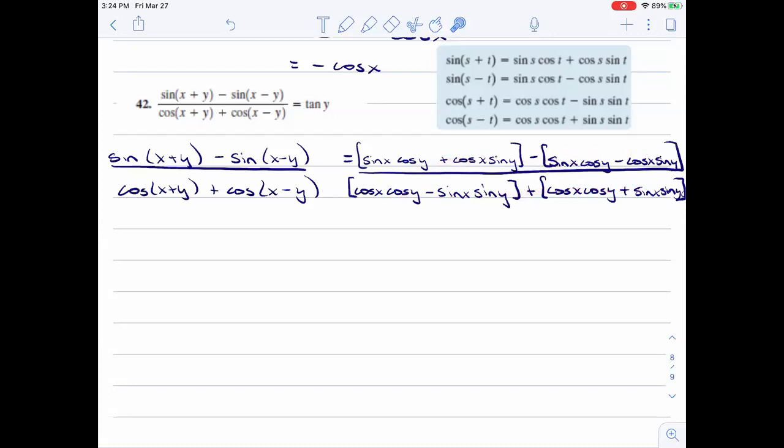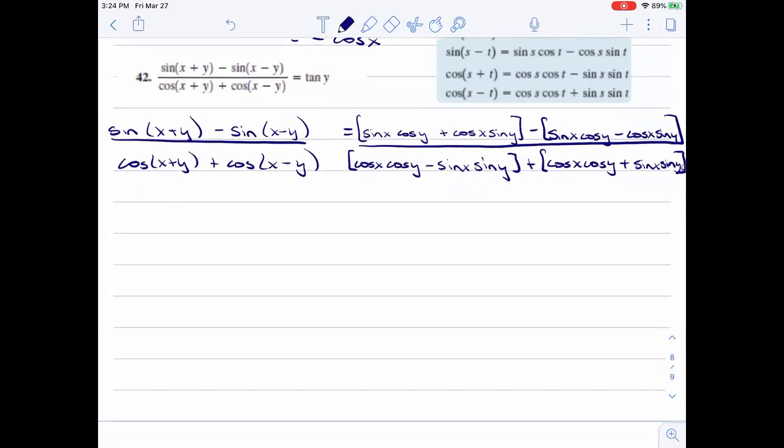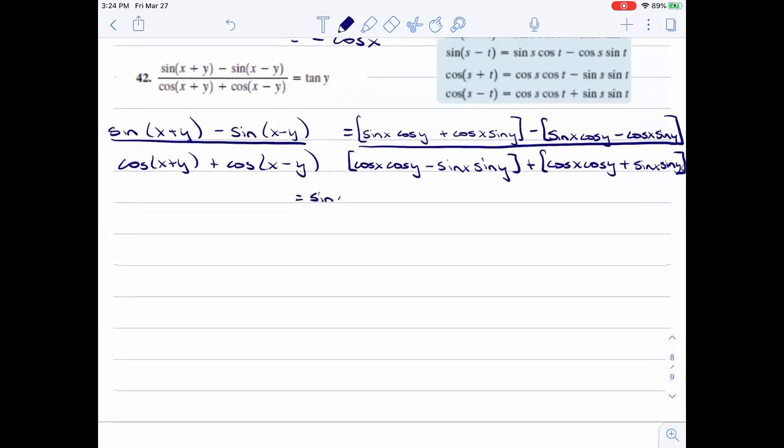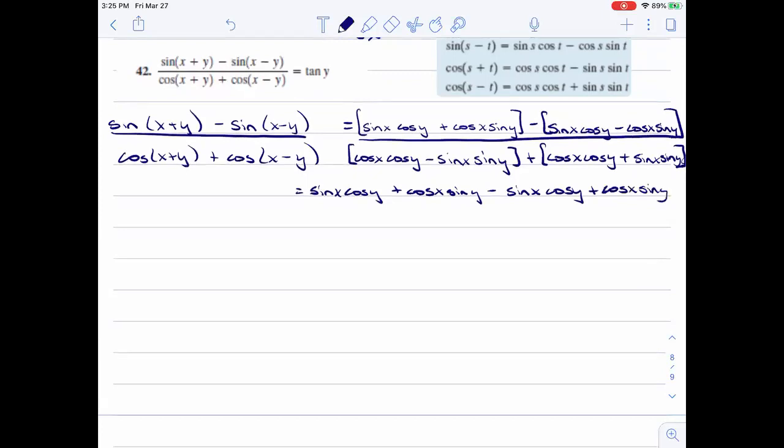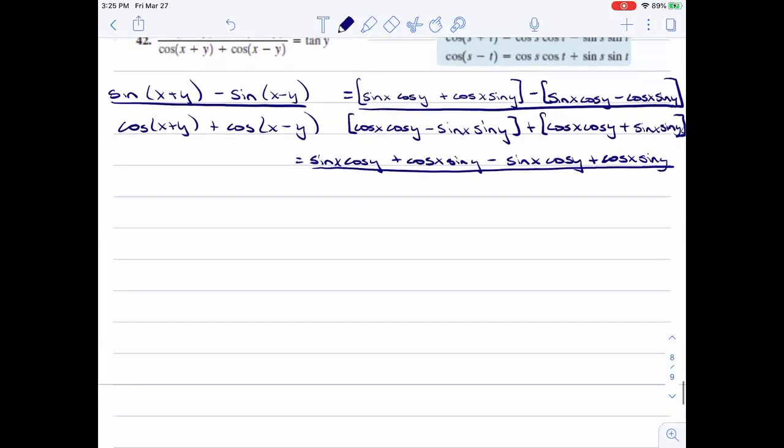So now what I'm going to do is I'm going to expand this and just hope that things are going to start canceling out, right? Sine x cos y looks like it might cancel, so that might be nice. And I'm going to give myself a little bit more room here. I've got sine x cos y plus cos x sine y minus sine x cos y. Don't forget about expanding this negative all the way inside, right? You don't want to forget about that because that becomes plus cos x sine y. Do the same thing on the bottom. Cos x cos y minus sine x sine y plus cos x cos y plus sine x sine y.